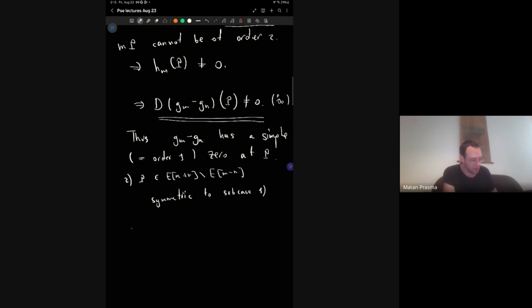So we are left with the third subcase, which means that P is in the intersection E[m+n] and E[m-n]. And remember, we also assume that P is not in the union of E[m] and E[n].